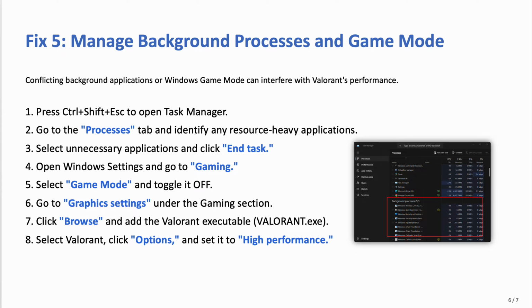Then open Windows settings and go to the option of gaming. Select game mode and toggle it off, and go to the option of graphics settings under the game section and click the option of browse and add the Valorant executable. Then select Valorant and click the options and set it to high performance.